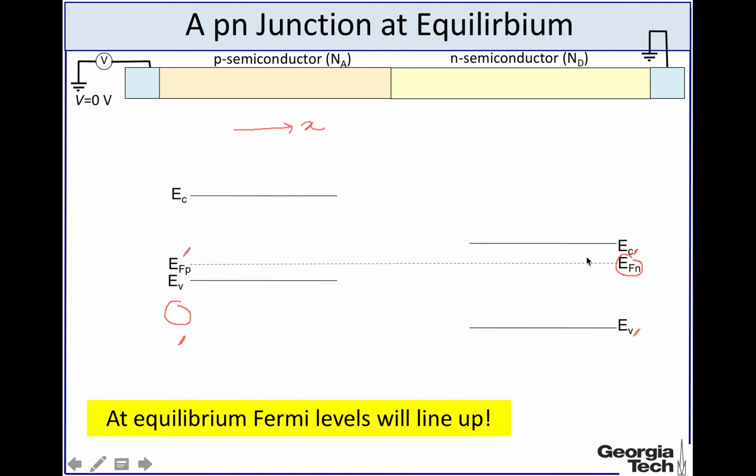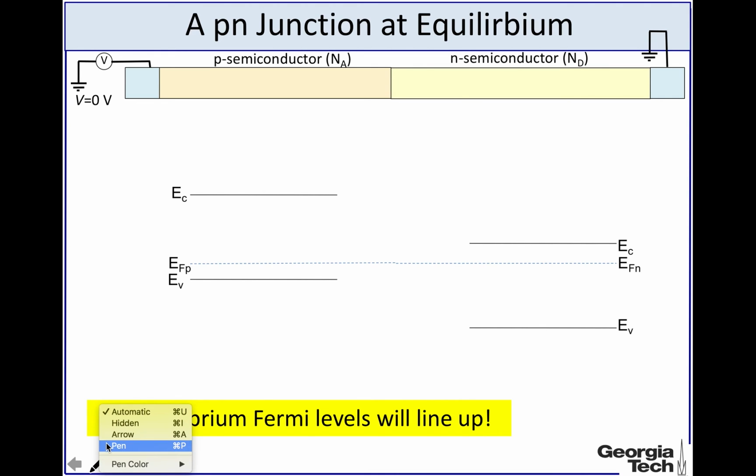So in this case, on the left side, the energies in the P side, we have moved them up such that the Fermi levels of the N side and P side line up. Alright, so the same curve here, the same plot here.